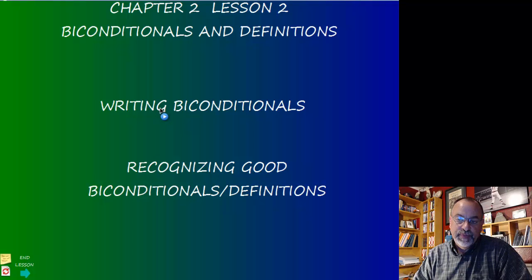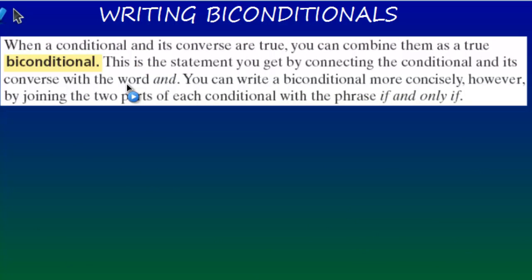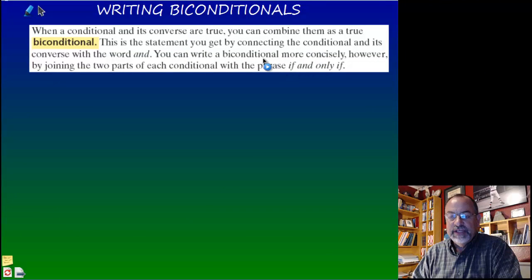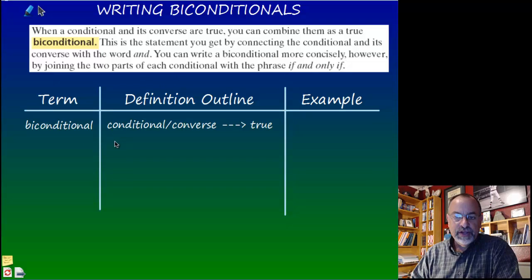good definition or not. So, writing biconditionals. We read this paragraph and it says when a conditional and its converse are true, so that's the condition of the conditionals. The conditional and its converse have to be true. And if they are, we can combine them as what we call a true biconditional. And this biconditional is a statement that we're going to get by taking out the words if and then and putting in the phrase if and only if.